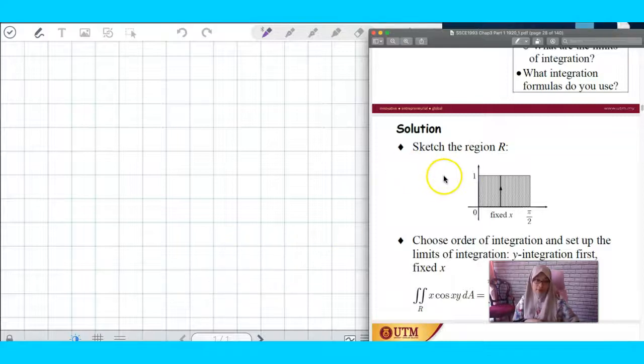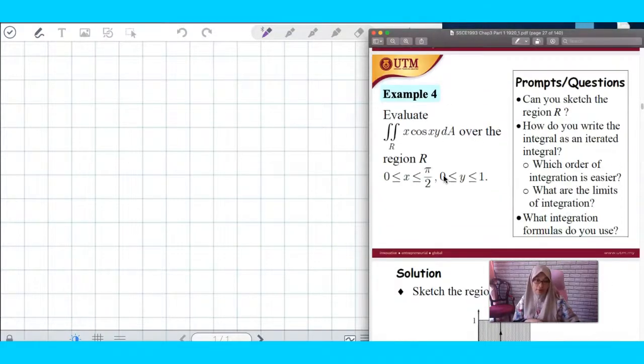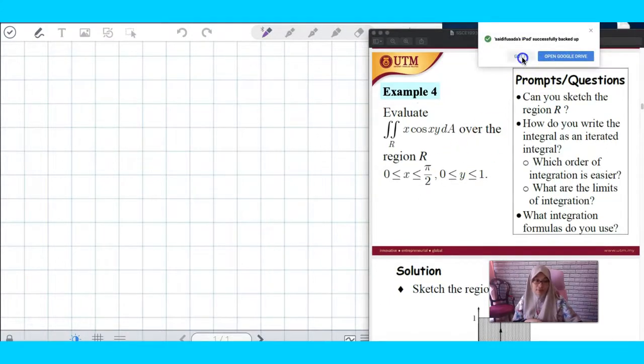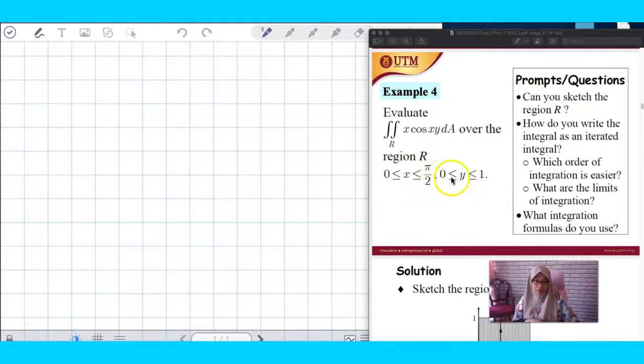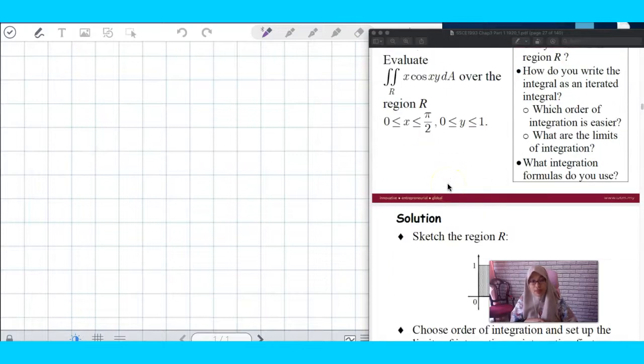Okay, in the previous video, we looked at example 4, where the limits were given, but not the order of integration, and also the limit on the double integral, but you can obtain that from the given information here. And also the region, because they are all constants, is a rectangular region.